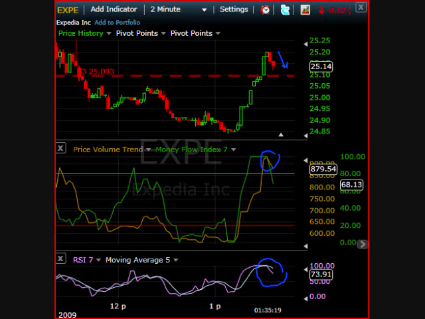From there, what happens is you can see that that point was a good point to go ahead and take your profit, because price started to decline after RSI got up to that 100. Then you have the RSI crossing over its moving average.